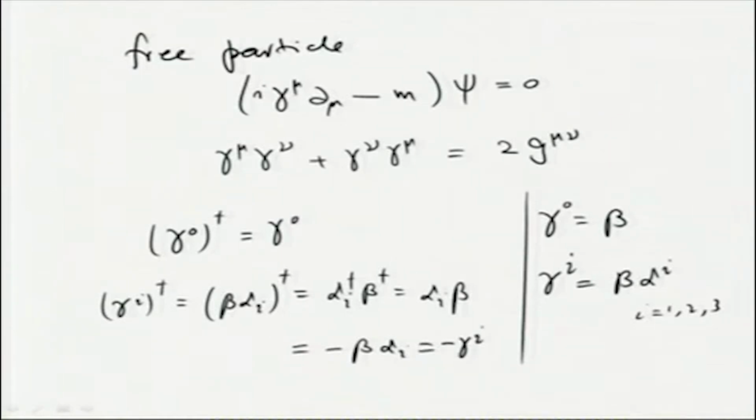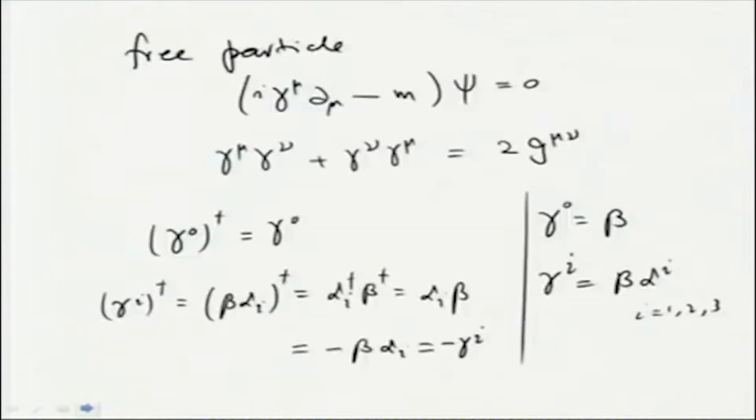So, this says that γ^0 is Hermitian, and γ^i, when you take the spatial components i equal to 1, 2, 3, is anti-Hermitian. So, this is what we discussed yesterday, and now let us go ahead and see further what else we want to understand here.